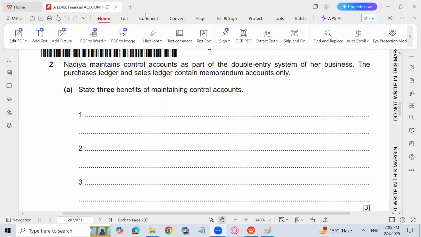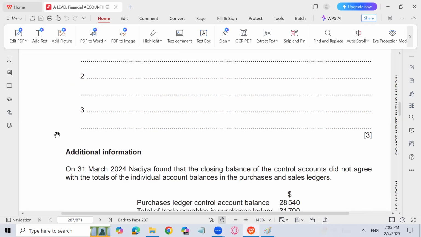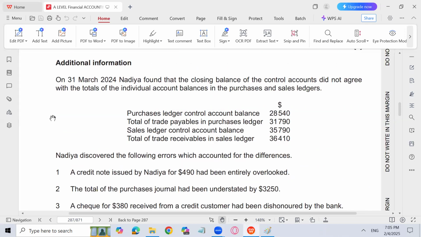Okay, so let's see. On 31st March 2024, Nadia found that the closing balance of the control accounts did not agree with the total of individual account balances in the purchases and sale ledger. So it means that the sale ledger control account and the sale ledger balance are not equal, and the purchase ledger control account and the purchase ledger balance are also not equal, right?